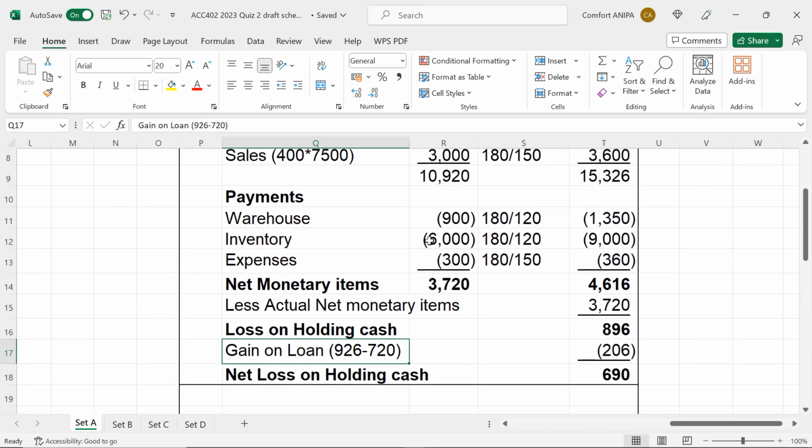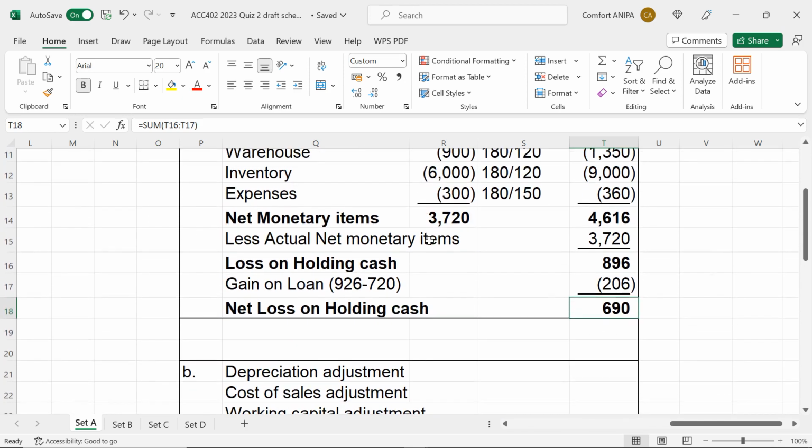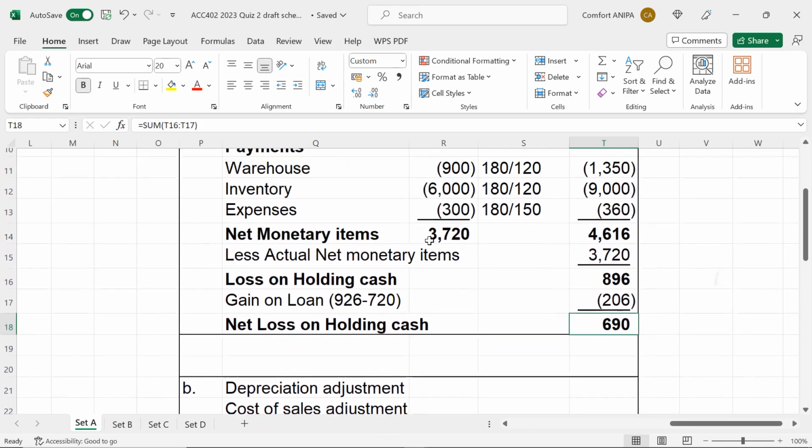And you compare this with the gain on the loan. Look at the loan. The loan came in March. And so the historical loan is 720 and the CPP loan is 926. And therefore there is a gain of 206, which will give you a net loss on holding cash of 690.